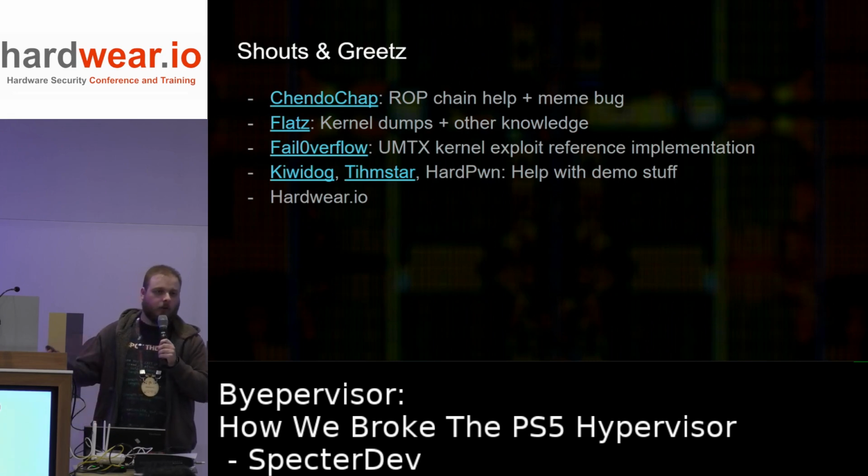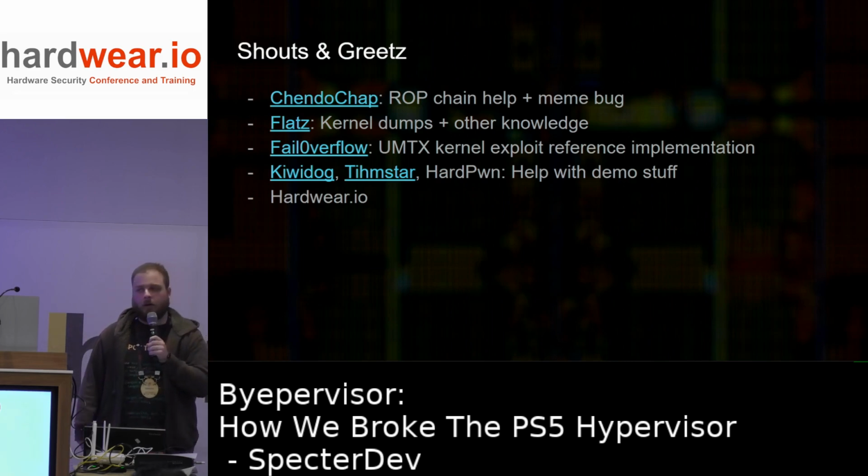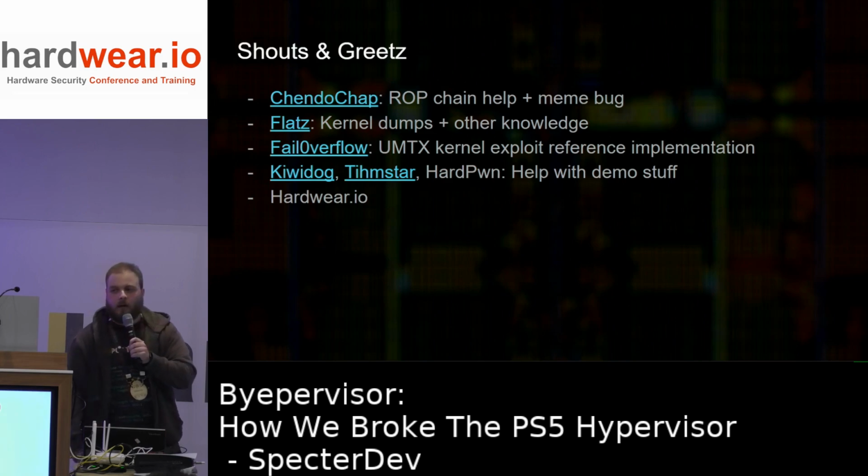I would like to shout out a few people. As I said at the beginning, console work these days is very much a collaborative effort. It's way too monolithic of a task for one person for the most part. So Chendo Chap was a big help. He did a lot of the work trying to find the gadgets for the ROP chain and spotted that mem bug, and helped a lot with getting the demo working too. We had a lot of fun with that. Crypto issues and bugs, very fun.